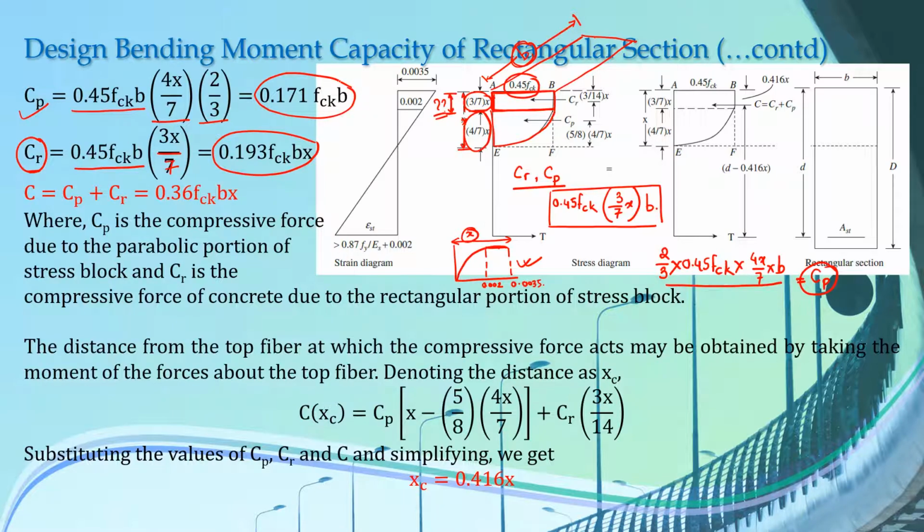Now the total compressive force is represented by the summation of CP and CR, which comes out to be 0.36 fck into Bx. So this is the value of total compressive force that is due to this stress block here. Now how do you determine where this total compressive force is acting?